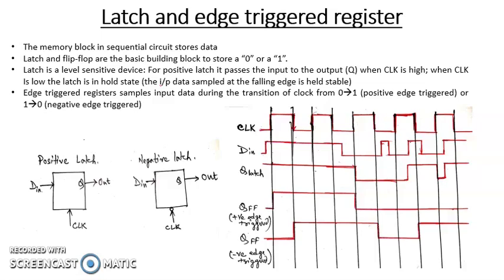Now the basic building block to store information is called a latch. A latch is a level sensitive device where if the clock signal is high, the input D will be passed to the output, and when the clock signal is low, the output will be in the hold state. So when the clock goes high from 0 to 1, the value of D will be copied to the output of the latch. In this case, D input is high, so the same information will be sampled to the output of the latch.